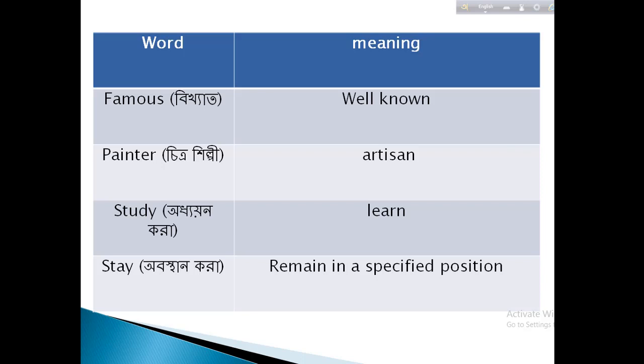Now, next word, stay. The meaning of stay, obosthan kora. That means remain in a specified position. Suppose now I stay at home. This is the meaning of stay, and this is the sentence of stay.